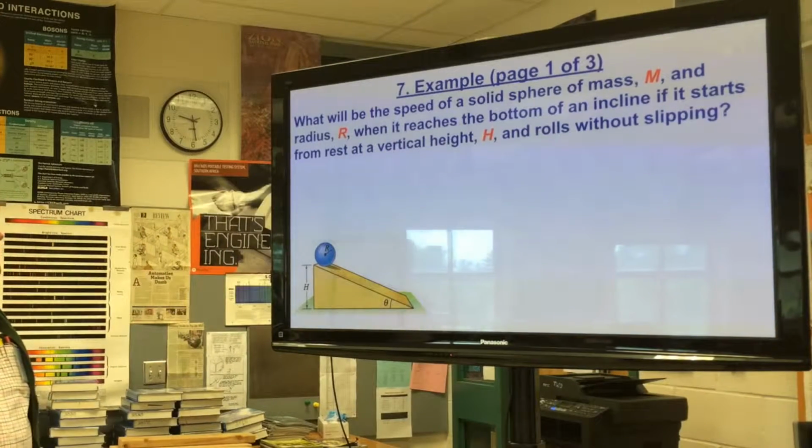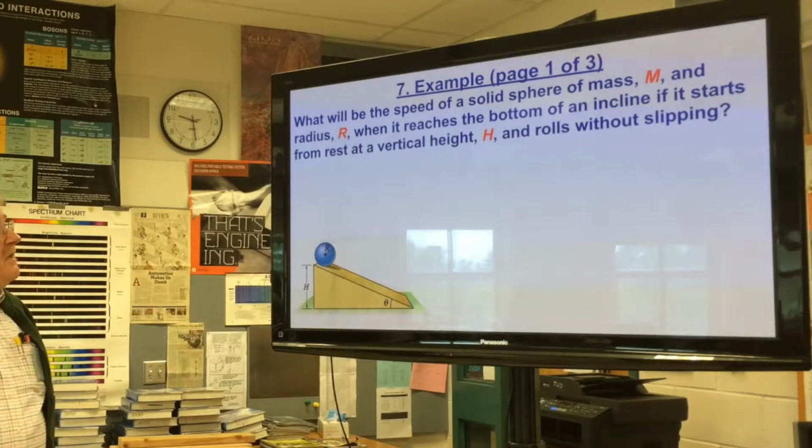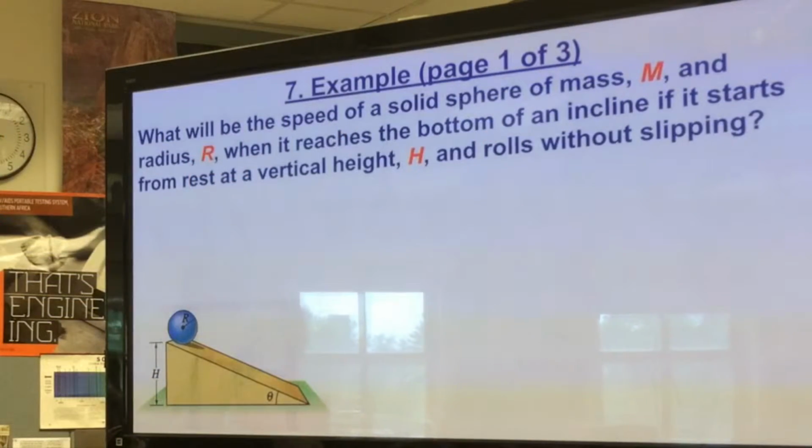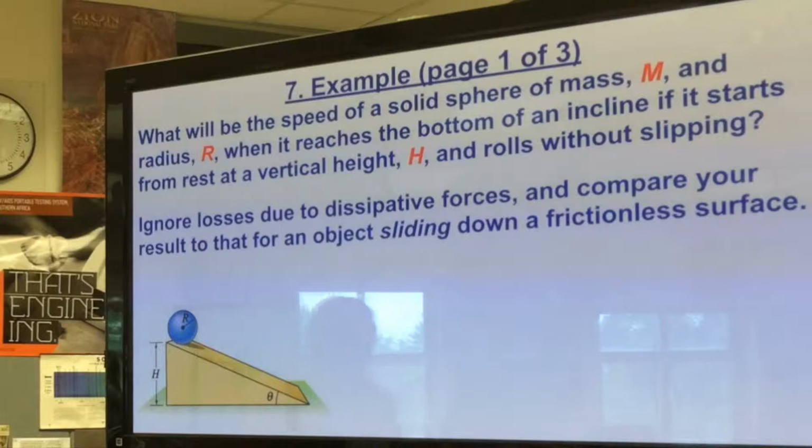Let's have a look at an example. What will be the speed of a solid sphere of mass m and radius r when it reaches the bottom of an incline if it starts from rest at a vertical height h and rolls without slipping? Here we're into one of these problems where we're not actually going to use numbers. Ignore losses due to dissipative forces and compare your result to that for an object sliding down a frictionless surface. That would be an object of exactly the same mass.